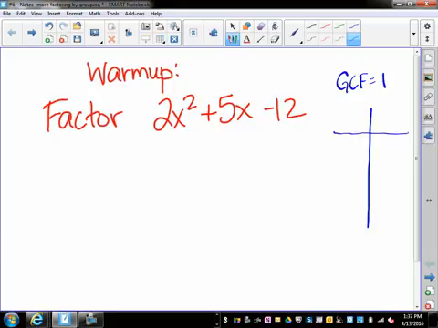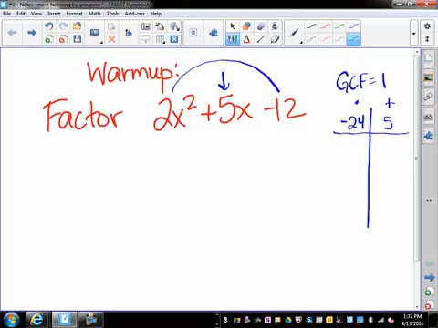Negative 25. Good, we multiply the first and the last term together, which is negative 24. And we write our middle term, or middle coefficient, which is 5. So we need what multiplies to negative 24 and adds to 5.